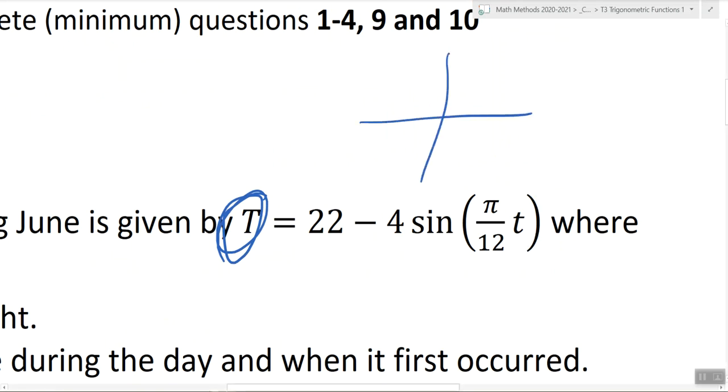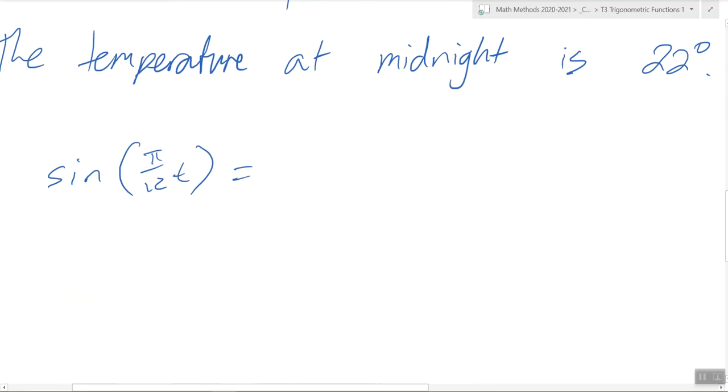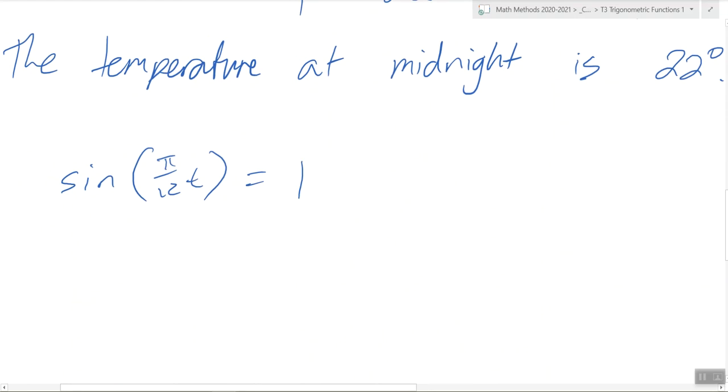We have the unit circle. When is the maximum sine in the unit circle? Not the angle, 1. So we want to make this equal to 1. We're minusing away the maximum, so it's going to be the lowest temperature: 22 minus the max, when this equals 1.